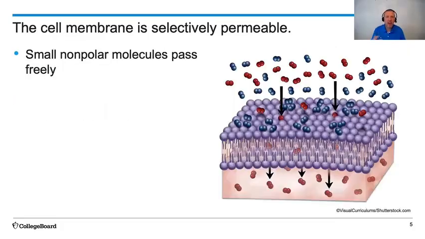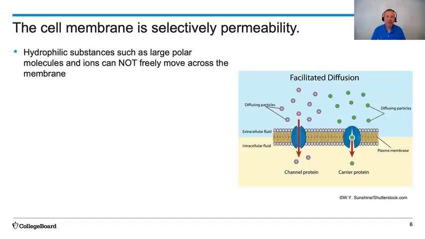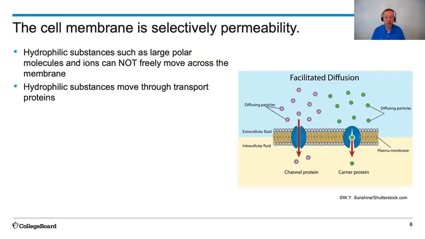So what things get across the cell membrane? Well, small nonpolar molecules are able to pass freely across. What are examples of those? Nitrogen, oxygen, and carbon dioxide. So what happens if they can't get across the membrane? Well, hydrophilic substances such as large polar molecules and ions cannot freely move across the membrane. They need some help, and that help comes through transport proteins.